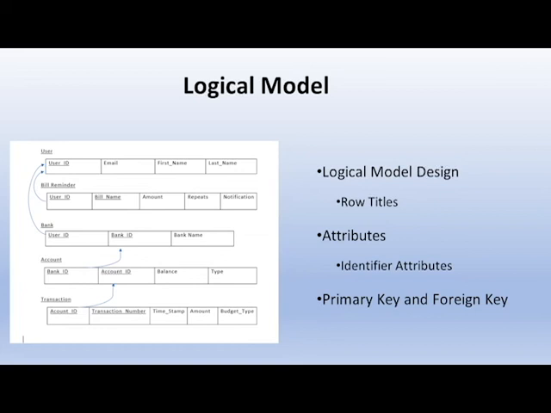From there, we decided we had to come up with attributes to actually fill those rows. With user, we went with user ID, email, first name, last name. Bill reminder, we had our user ID, bill name, amount, repeats, notification.